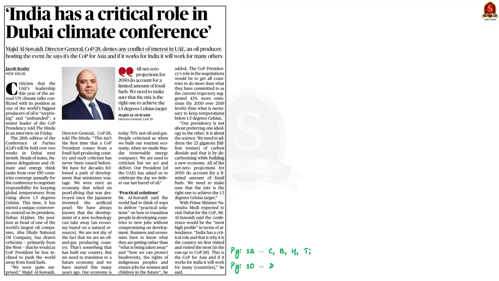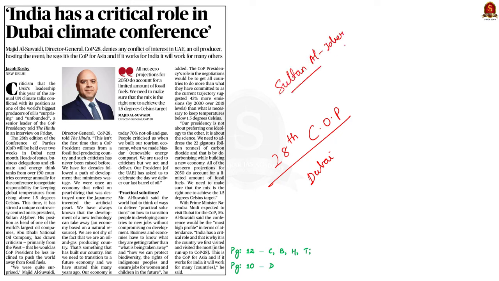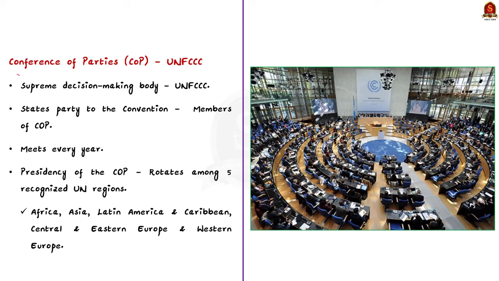Look at this article. The 28th edition of the Conference of Parties is going to be held in Dubai. This COP has created a controversy because of its president, Sultan Al Jaber. He heads one of the world's largest oil companies, that is the Abu Dhabi National Oil Company. So there is a general suspicion that as a COP president, he would be less inclined to the sustainable development goals. So this is the crux of the news article. In our discussion, we shall see some basics about COP and some important COP meetings from the exam point of view. Now, what is the Conference of Parties?